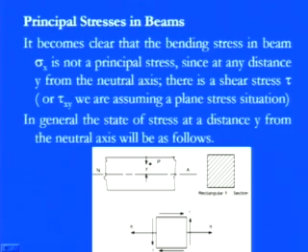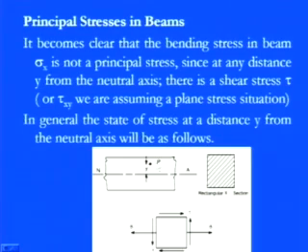So it becomes clear that the bending stress in the beam, sigma x, is not a principal stress. Obviously it is a normal or flexural stress component at any distance y from the neutral axis, and there is a shear stress tau xy, which we use for the plane stress component in the x and y directions. In general, the state of stress, which we discussed in the initial lectures, at a distance y from the neutral axis can be easily calculated.